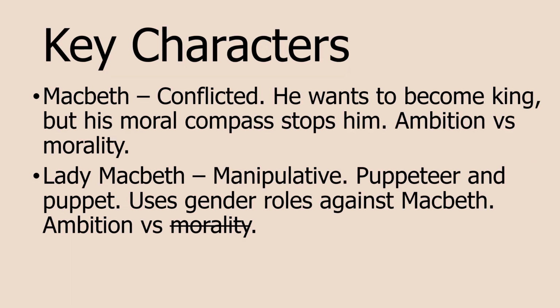So we have two characters in this scene. We start off with Macbeth, and he comes across as clearly conflicted in his soliloquy. He knows in order to become king, he needs to kill King Duncan, but his moral compass refuses to allow him to do that. So here we have two themes battling it out within Macbeth.